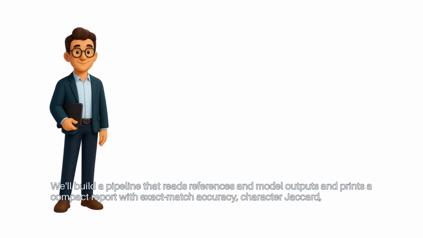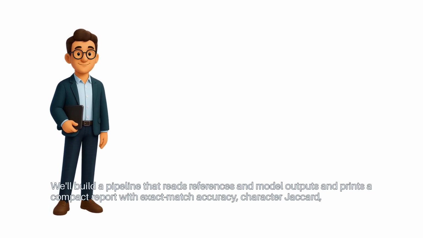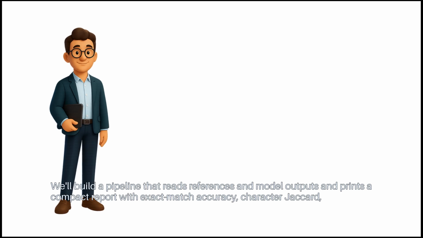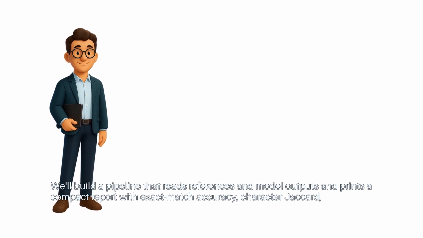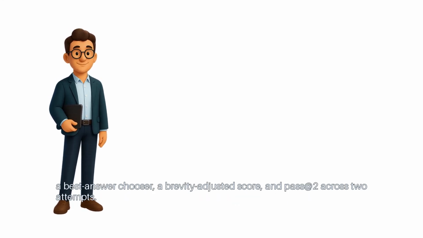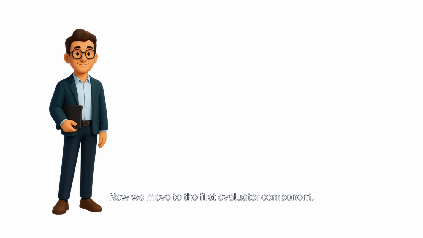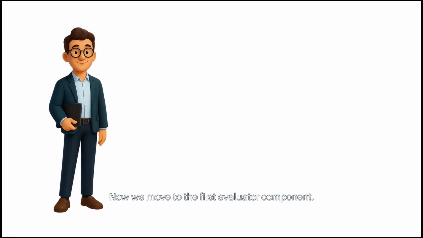We'll build a pipeline that reads references and model outputs and prints a compact report with exact match accuracy, character Jaccard, a best answer chooser, a brevity adjusted score, and pass at 2 across 2 attempts. Now we move to the first evaluator component.